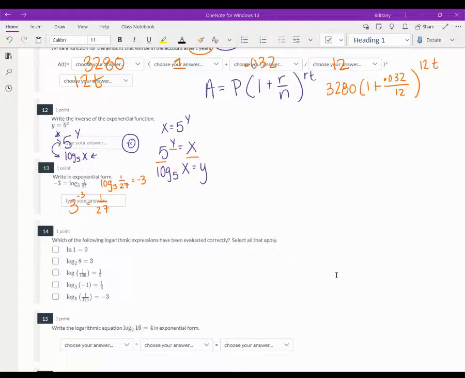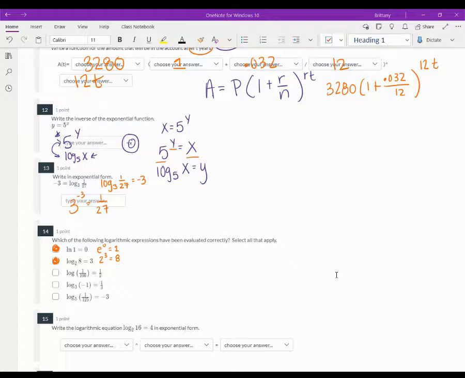So this is asking, is e to the 0 1? That is correct. You guys can check these by typing them in on your calculator and seeing if they answer correctly. This one is asking, is 2 to the 3rd 8? That is true. That is also correct.